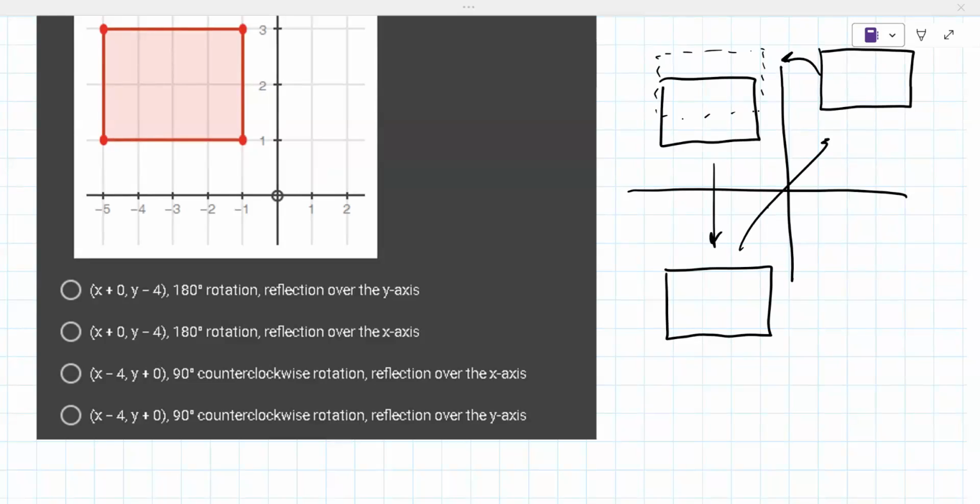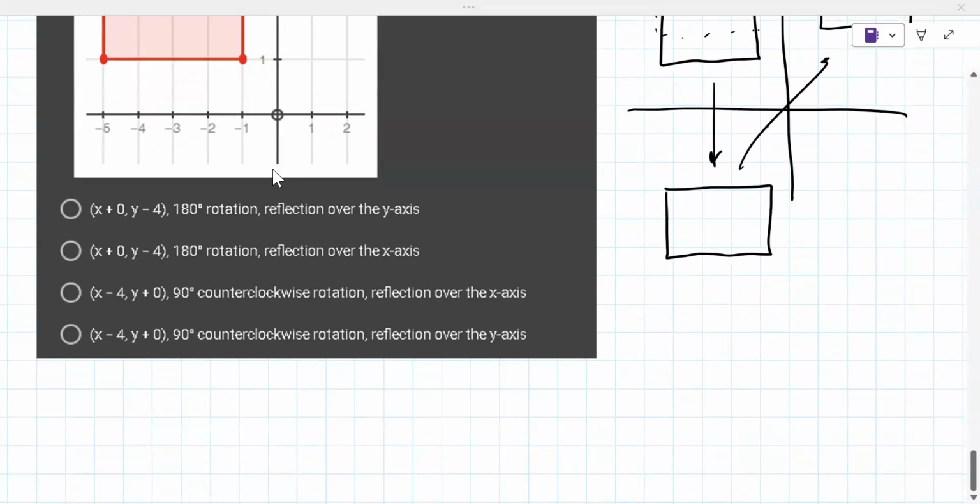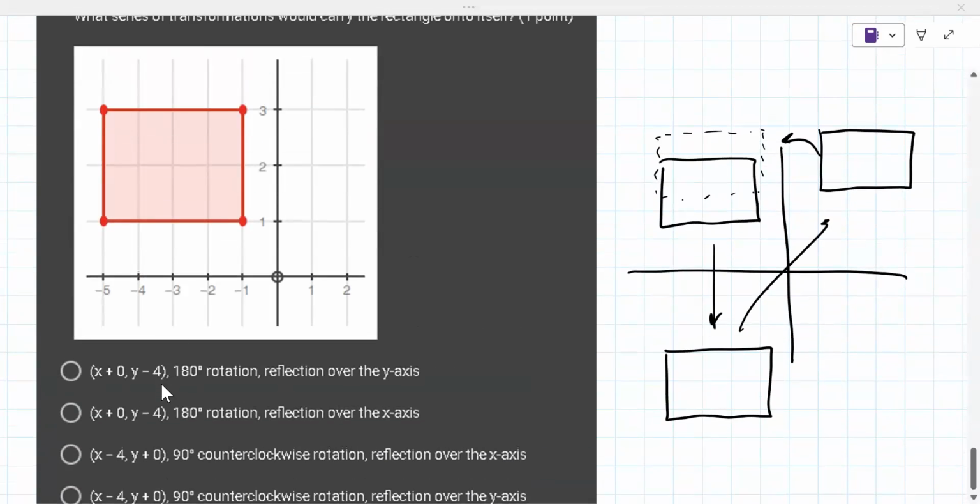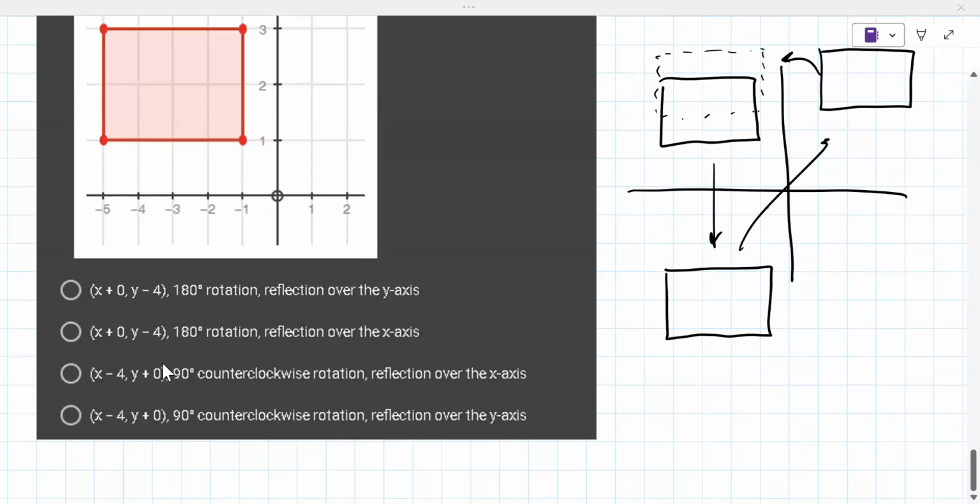Wait, is the question asking would it perfectly go back on itself? Yes, it has to perfectly go back onto itself. All right. So the reason I was asking about Delta Math is they actually have that in there, this thing where it'll transform and you can see it. You can't really see it the way I'm doing it. So this other one, the only difference is it's x-axis instead of y-axis. So that's definitely out.